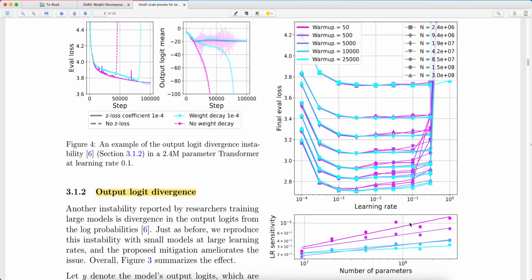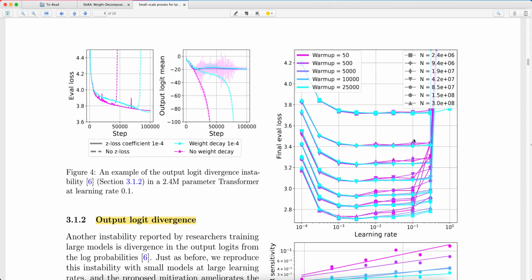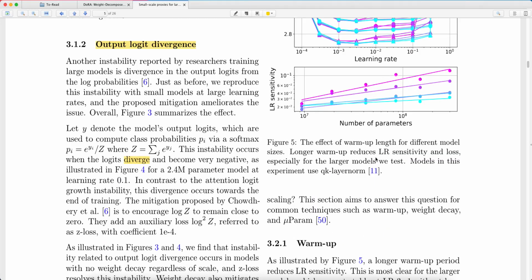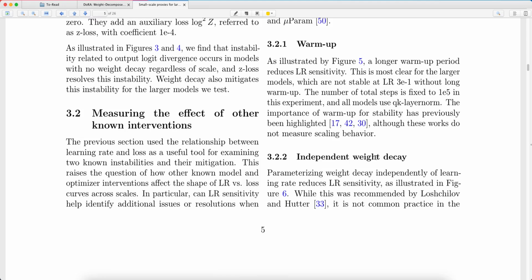So warm-up of 50 is up here, warm-up of 25,000 is down here. It's hard to tell what's going on here, but it seems like for some of the cases, especially for larger models, warm-up impacts more. You get this delta between the learning rates of when it explodes. Whereas for the smaller models, they seem to explode at the same time, especially for the larger models we test, yeah. Okay, this is most clear for the larger models.